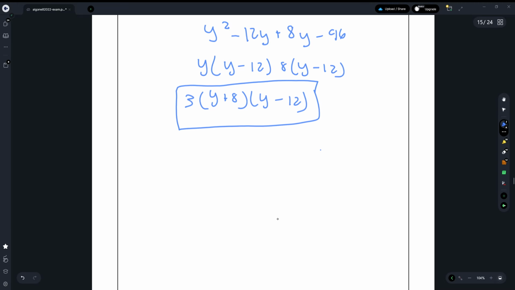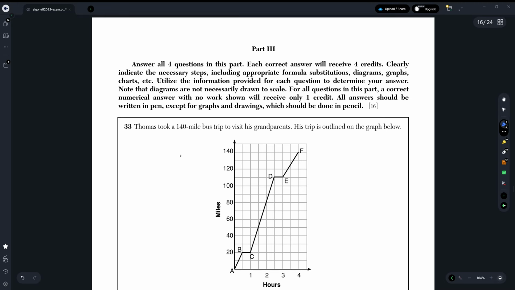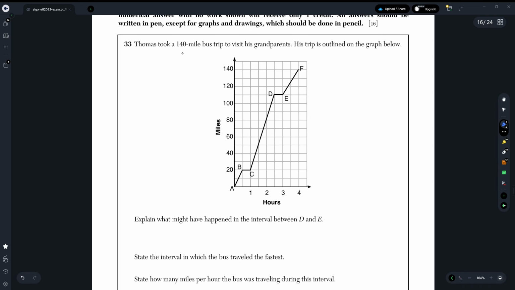So moving on to part 3, scary. Thomas took a 140-mile bus trip to visit his grandparents. His trip is outlined in the graph below. So we have miles and we have hours. So this is pretty much giving us speed in miles per hour. The slope is the speed. So explain what might have happened in the interval DE.